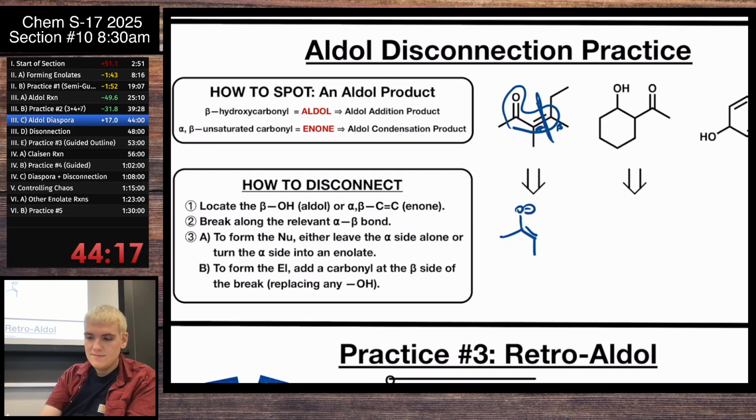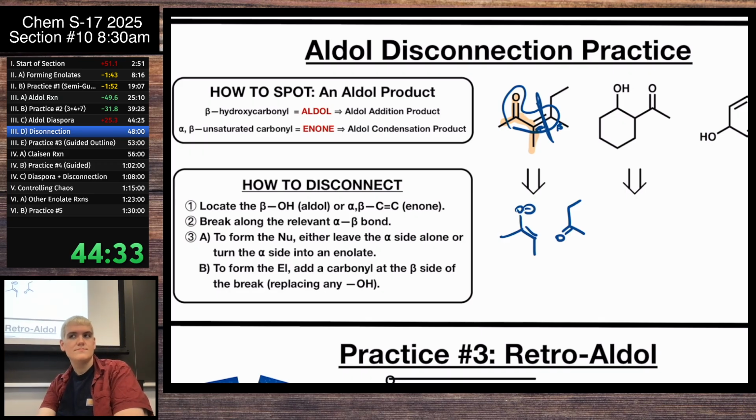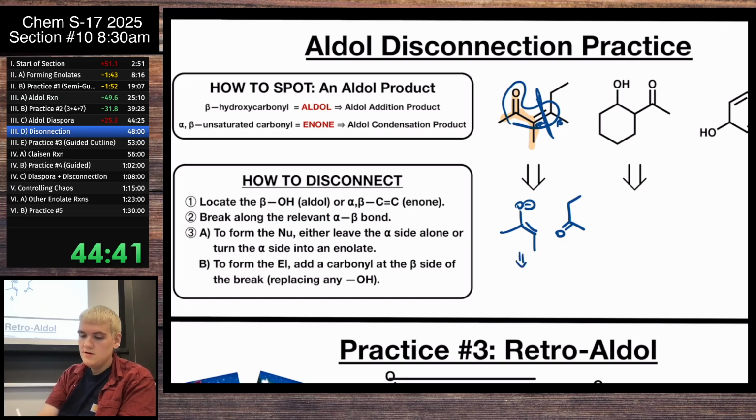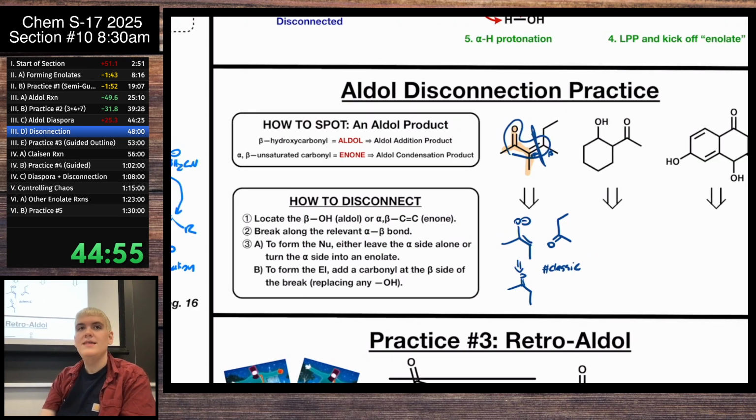So that is this one over here. And then on our right side, that was our electrophile. So we need to make it a carbonyl. Then we can go back even further if we want and get our carbonyl version of our enolate. And what do you notice about these two? They're the same thing. So we had a classic aldol.